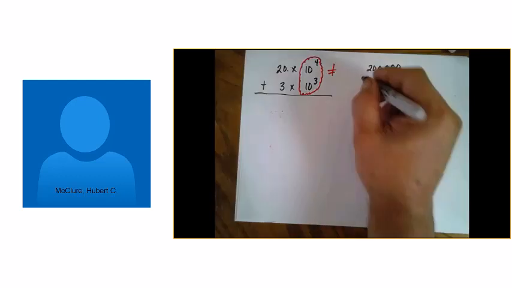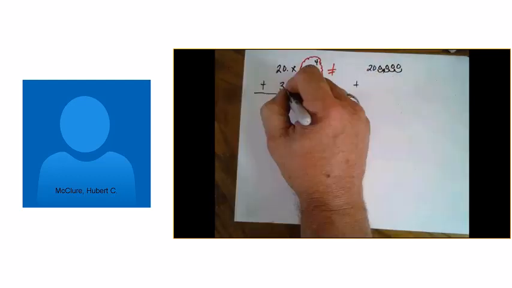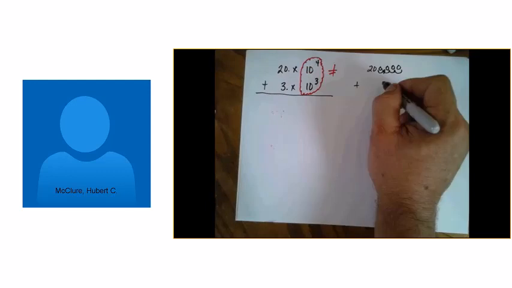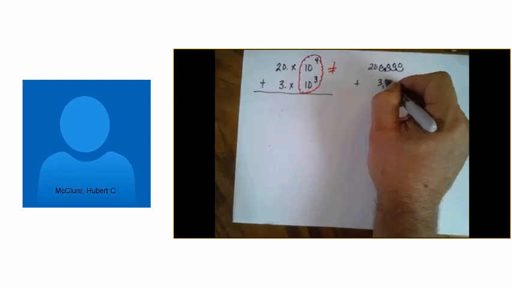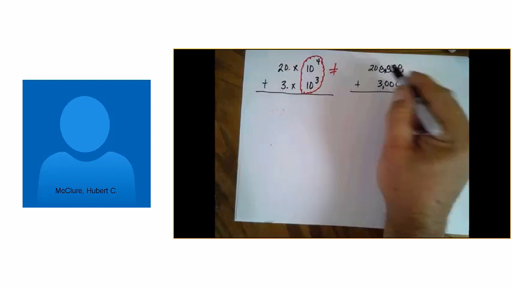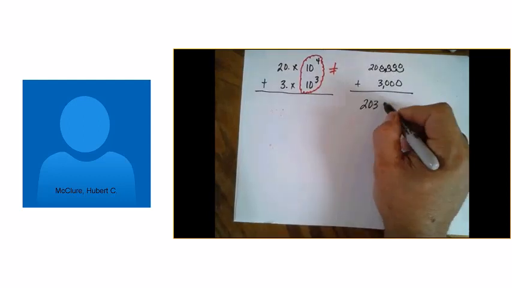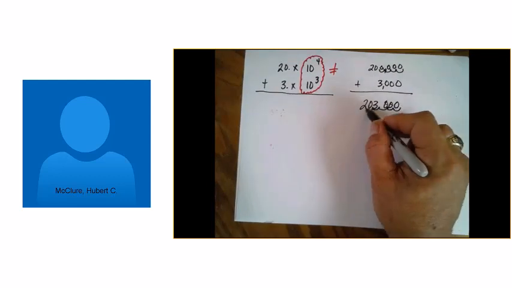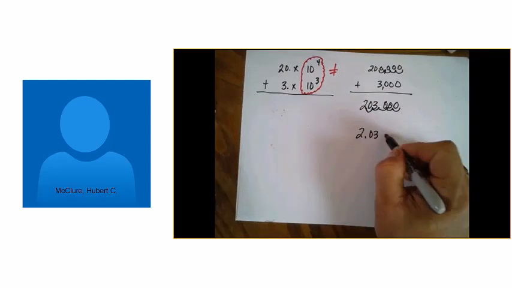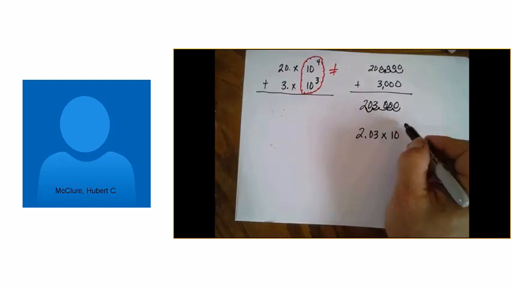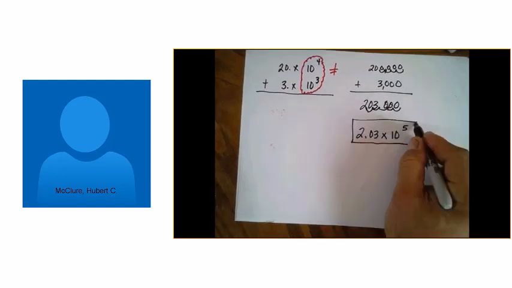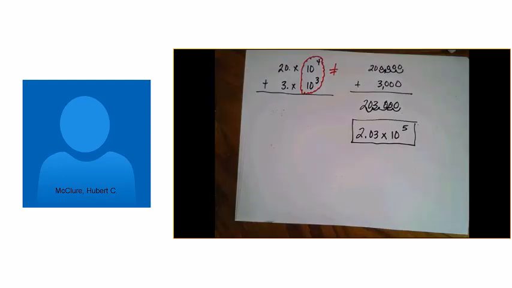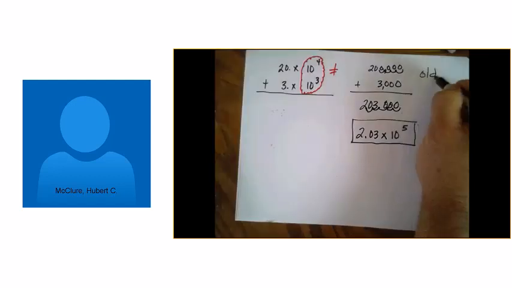So that's 200,000 plus that 3, that decimal's right there. I'm going to do 1, 2, 3. So my answer is 203,000. And I'm going to change that: 1, 2, 3, 4, 5. 2.03 times 10 to the fifth power. And that's what happens when you have one that does that. You just have to go old school and do it.